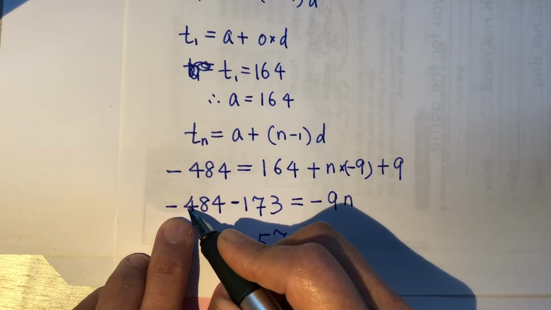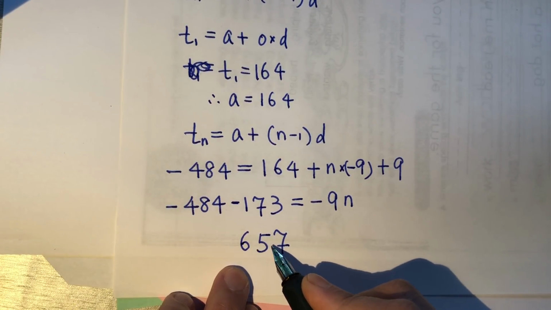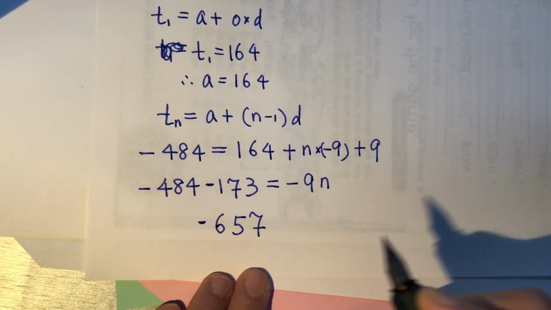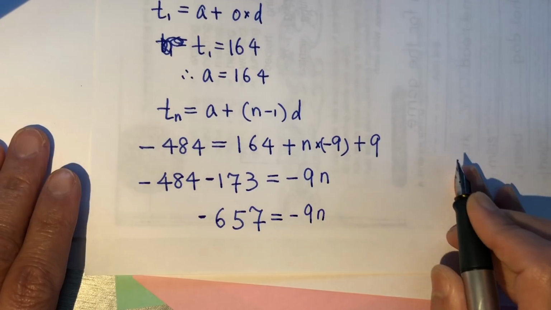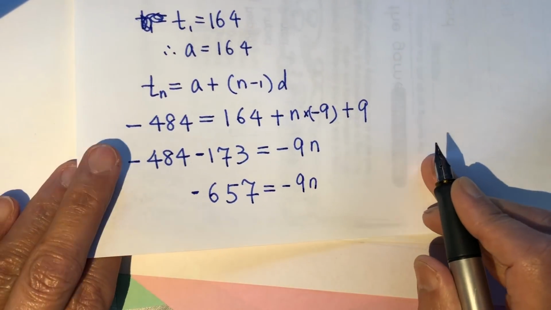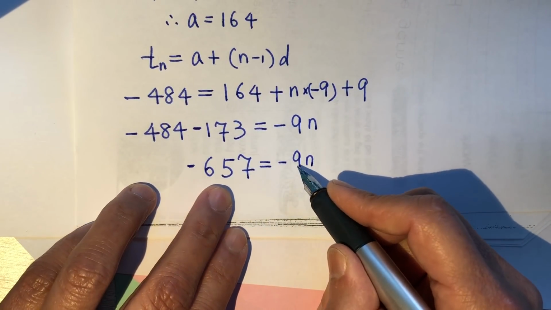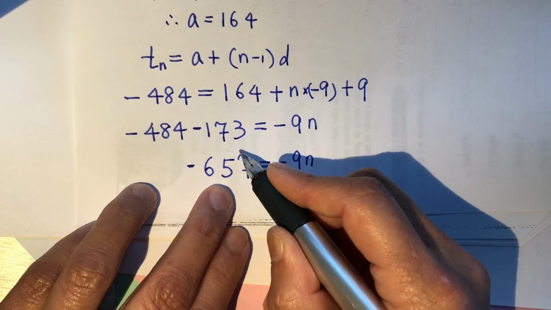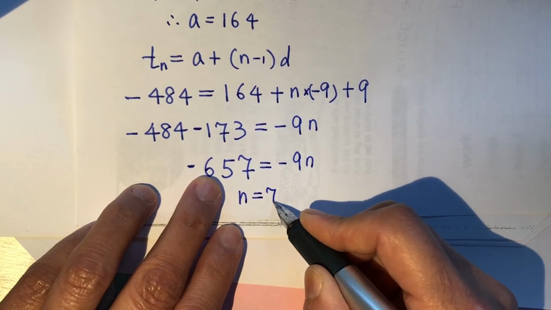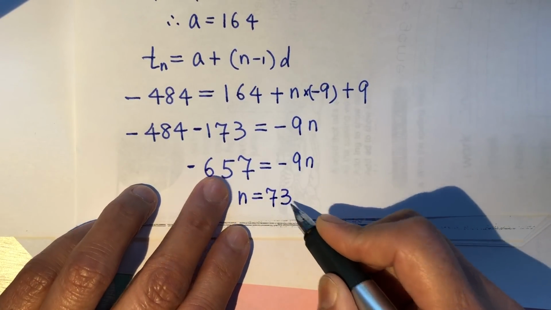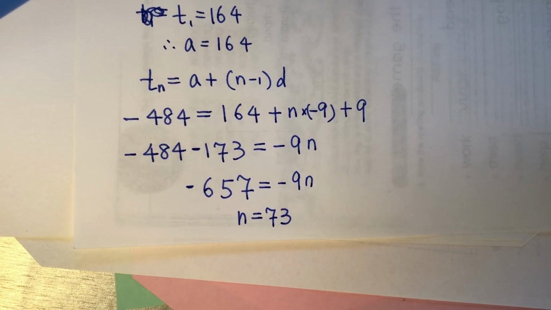Negative 657 equal to negative 9n, and this is pure arithmetic calculation. So negative negative get out. 9 times 7 is 63, 9 times 3 is 27, so n equal to 73. That is the answer to this problem.